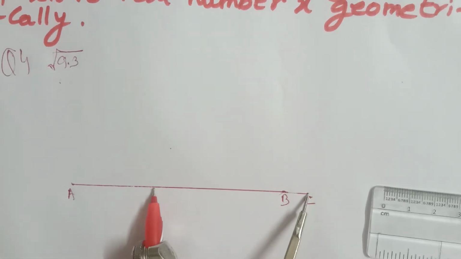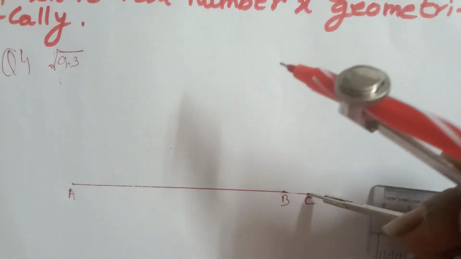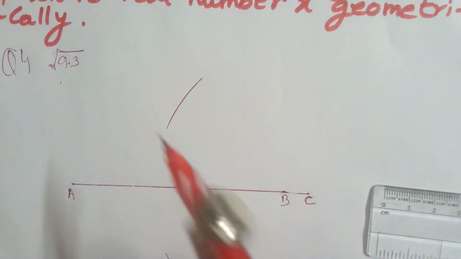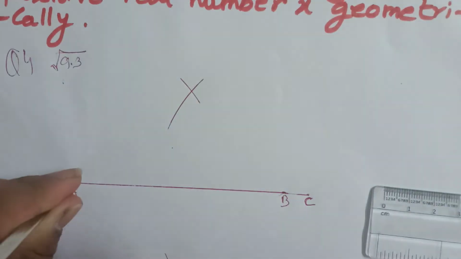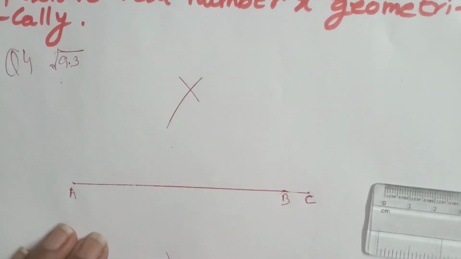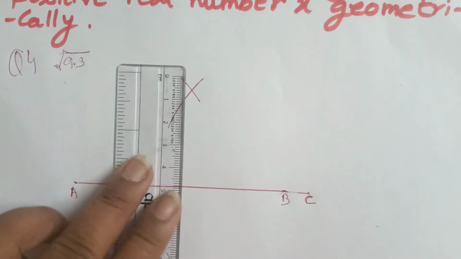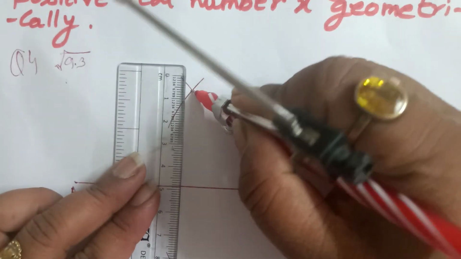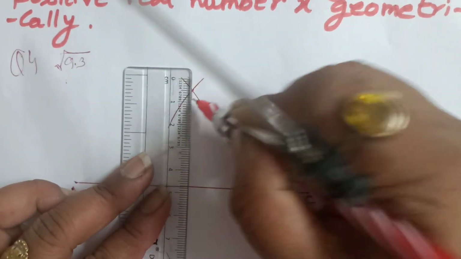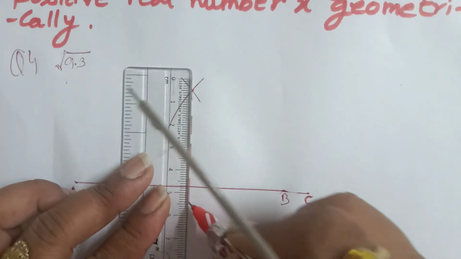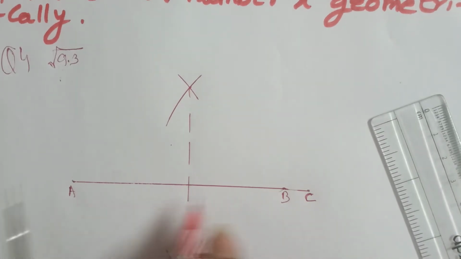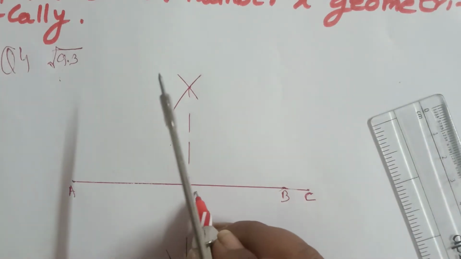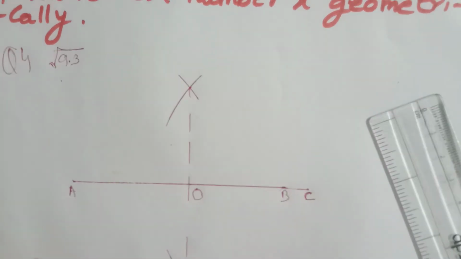Approximately, I have taken more than half and I have marked an arc here on both sides, from both the ends. Now where these arcs intersect, we need to join them so that we can get the midpoint. So this is the midpoint of line segment AC. Let me give this intersecting point O.